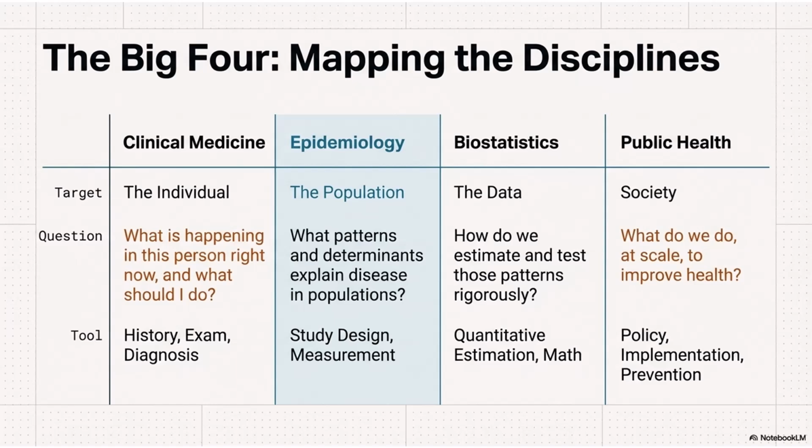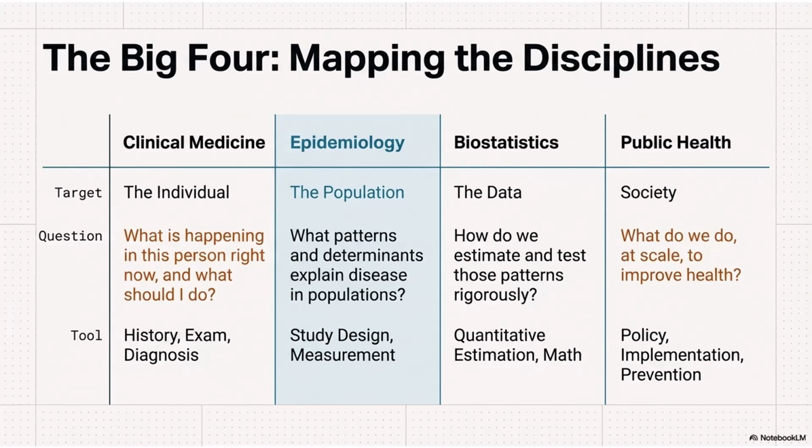I think that this is one of the most useful distinctions in the entire series, so let's do this properly. Clinical medicine is centered on the individual patient. You take history, you examine, you diagnose, you estimate prognosis, you choose treatment, you adapt in real time. Clinical medicine asks, what is happening in this person right now and what should I do? That question is sacred. It is immediate. It is high stakes.